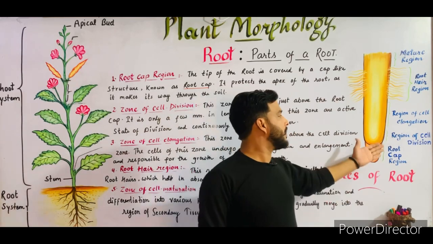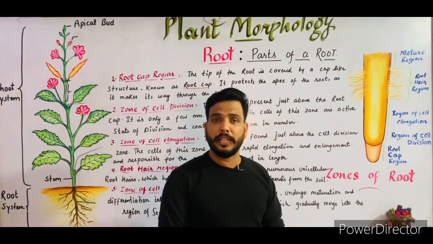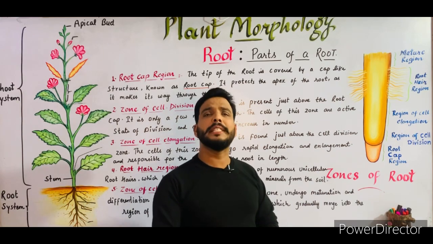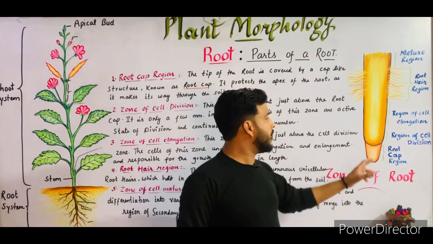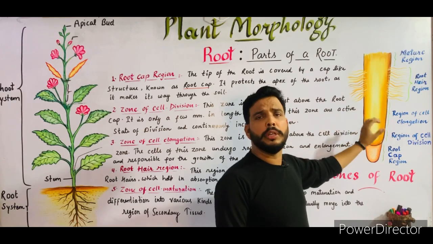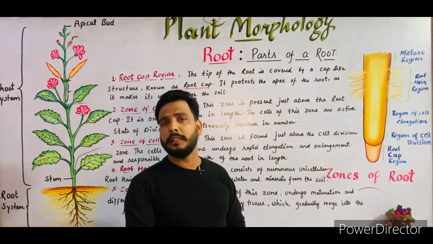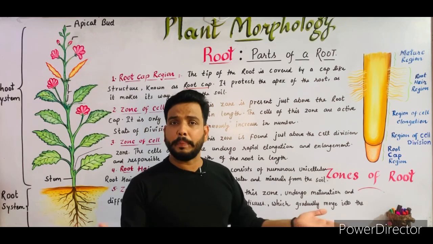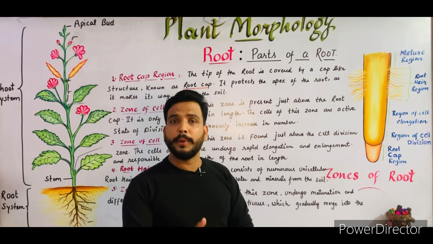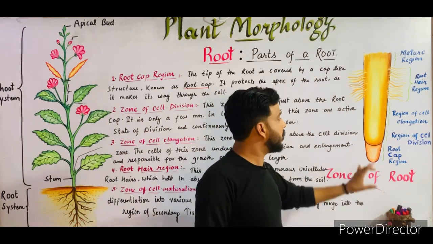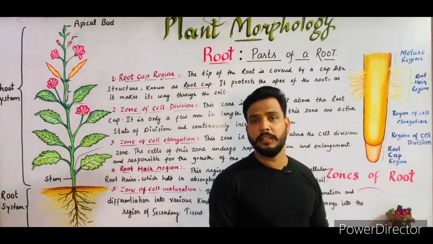Another region, which is present just above the root cap region, is known as the cell division region, or the region of cell division, or you can say zone of cell division. This is not a very large region, it is only a few millimeters, and in this region cell division takes place. As a result, the multiplication of cells takes place, the number of cells increases and the root grows in length. So this region is known as the cell division region.